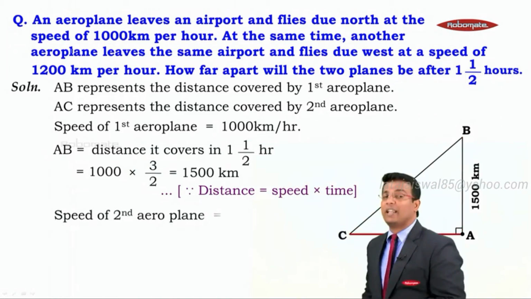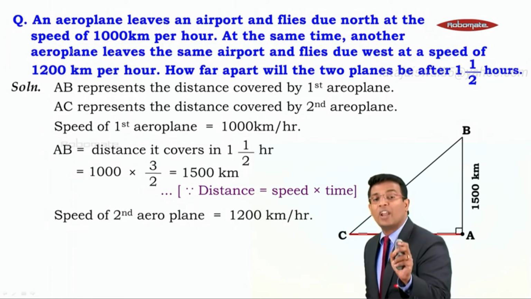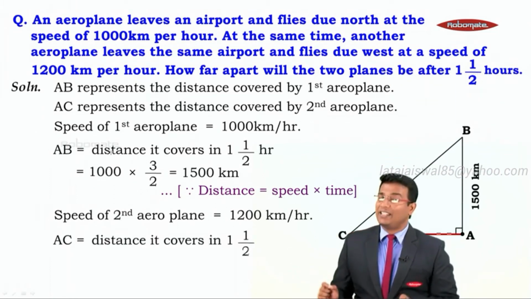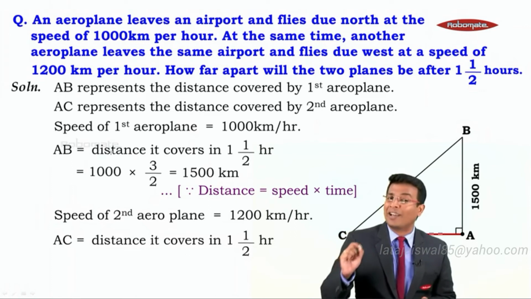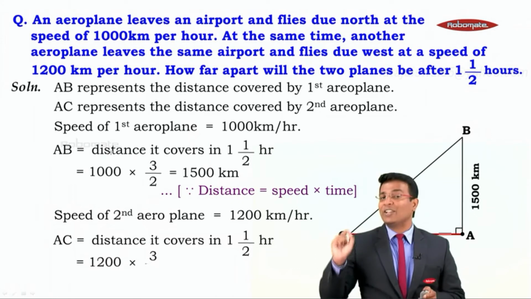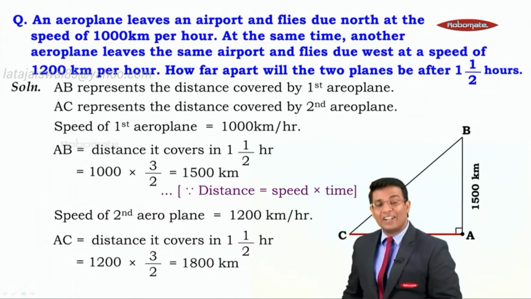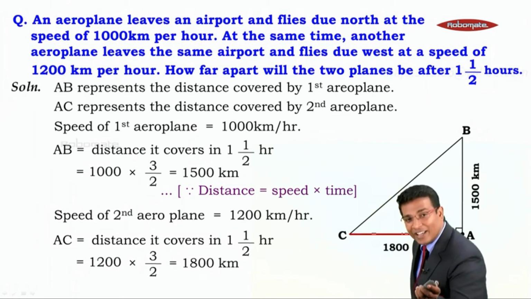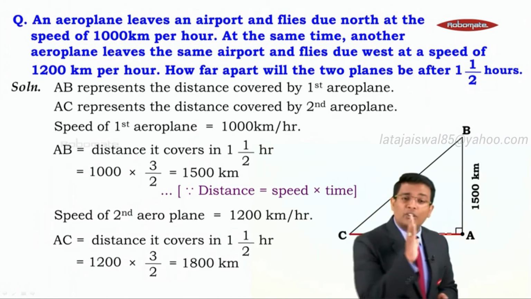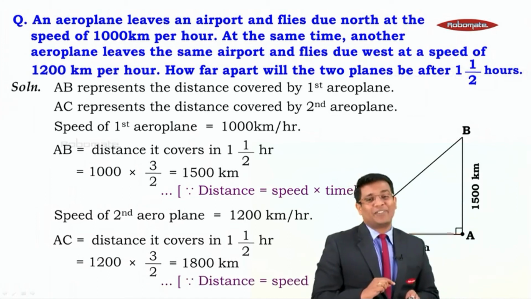For AC, we do the same thing. The speed of the second aeroplane is 1200 km per hour, which is given to us. That means AC is equal to the distance it covers in 1.5 hours. We know that distance is equal to speed into time, so we write 1200 into 3/2, which is equal to 1800 kilometers. So now we get the length of AC to be 1800 kilometers. Now we know the length of AC and the length of AB. So can we find the length of BC? Yes, we can find it.